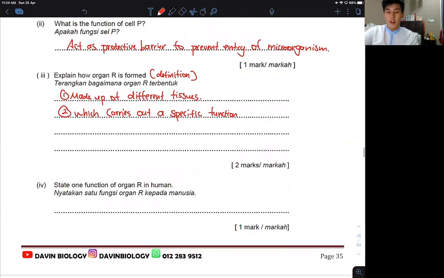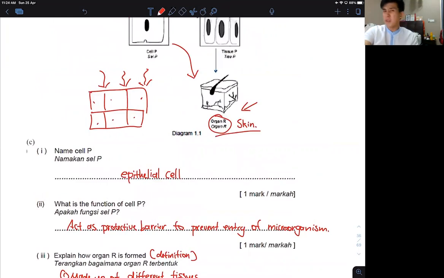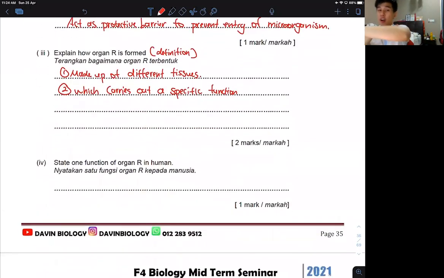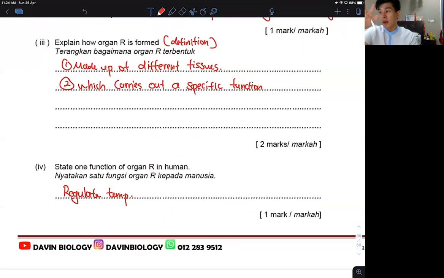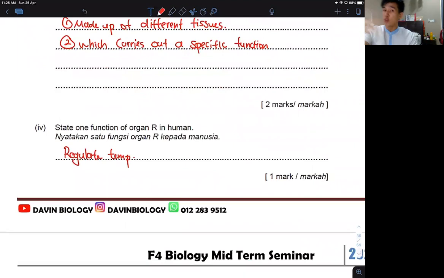So one function of organ R in humans, so skin, so this kind of question, they might ask, what function of this organ is. So skin, what does skin do? Skin basically is for, okay, besides protect, the easy one, you can also mention, yes, very good, you can say body temperature. It also helps to regulate your body temperature, because your skin can help you sweat, your skin got hair, your skin got blood vessels, all these kind of things that help you control your body temperature.